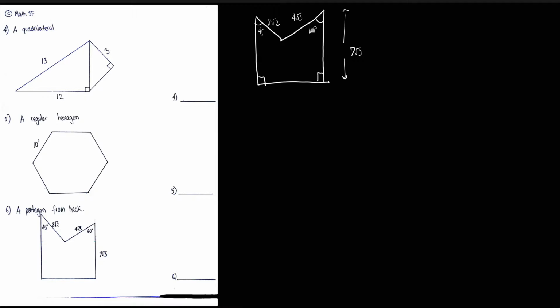Well, recall that to find the perimeter of this figure, I need to know all the 5 sides. 1, 2, 3, 4, 5. Well, I do not know this part here, and I don't know this part here either. So how are we going to look for them?